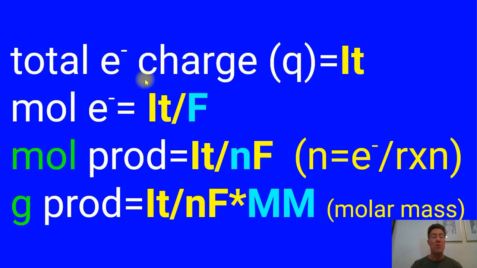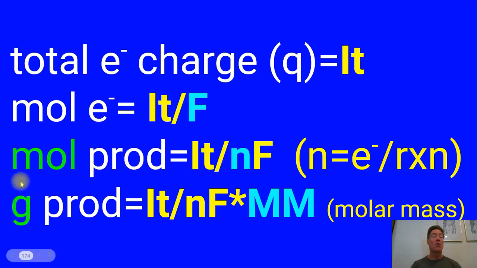Okay, so just a quick review. The total electron charge, the total number of electrons transferred in coulombs is I times T. If we want to get the moles of electrons, we're going to take IT divided by Faraday's constant. If we want to get the moles produced by those moles of electrons, we're then going to divide that formula by the number of electrons transferred per reaction, per half reaction.